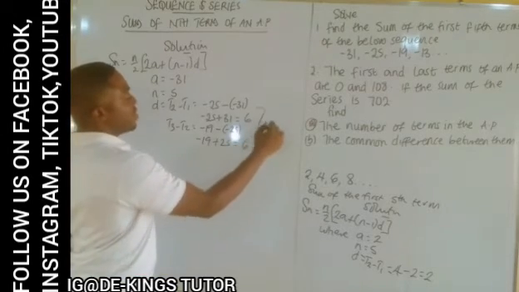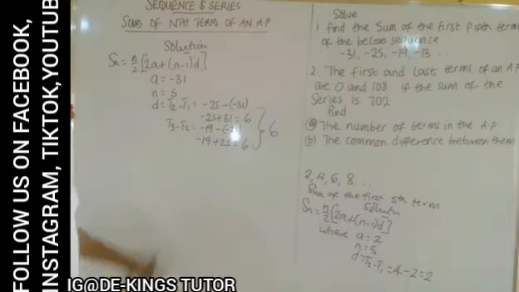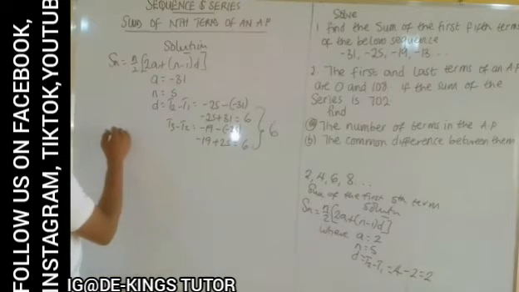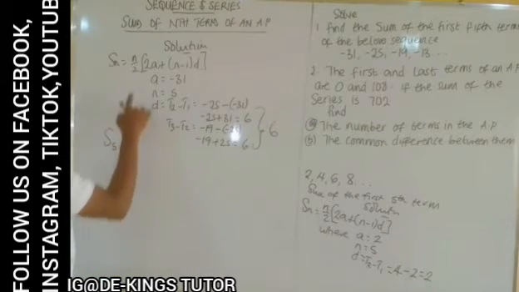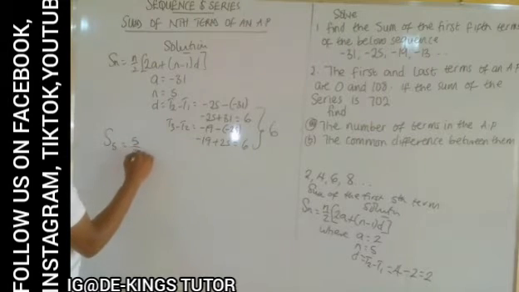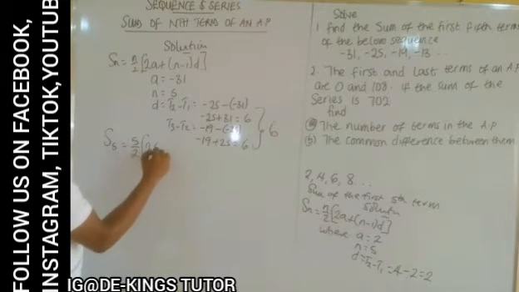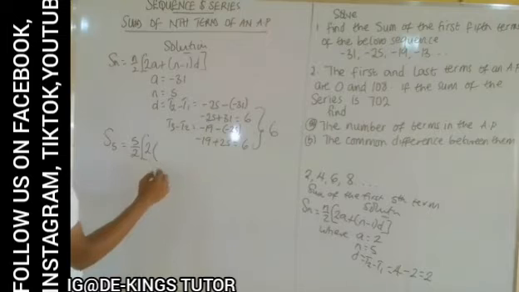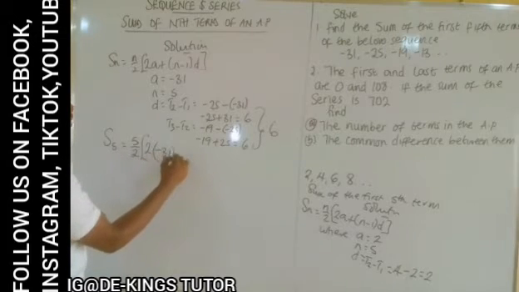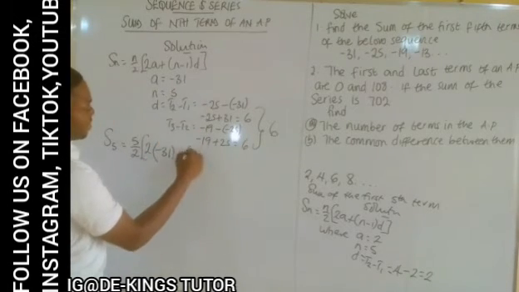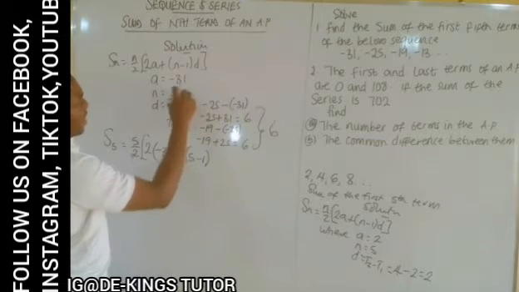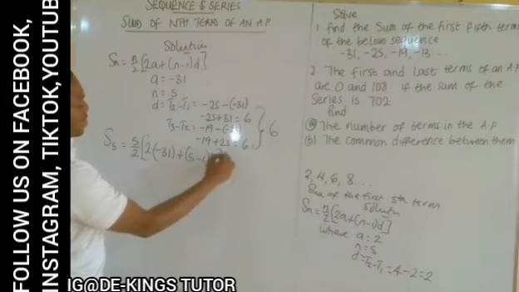So our common difference is what? 6. So substitute into the formula. So we have S5 equals 5 over 2 into 2 times a, which is minus 31, plus n minus 1, which is 5 minus 1, and our d is 6.